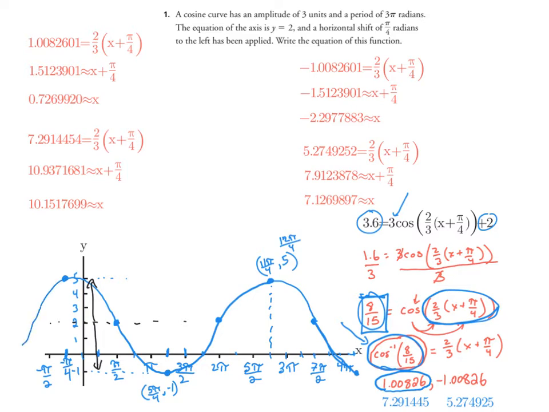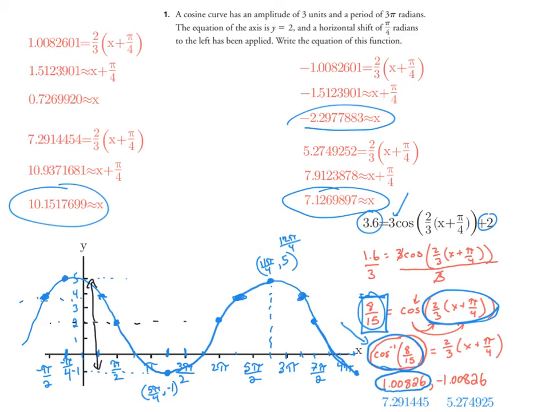And if you go back this way, another spot would be at negative 2.29, where that would hit that height. And then another spot would be at 7.12, which would be right about here. And then another one at 10.15 in this area here. So these are the spots that hit 3.6 approximately.